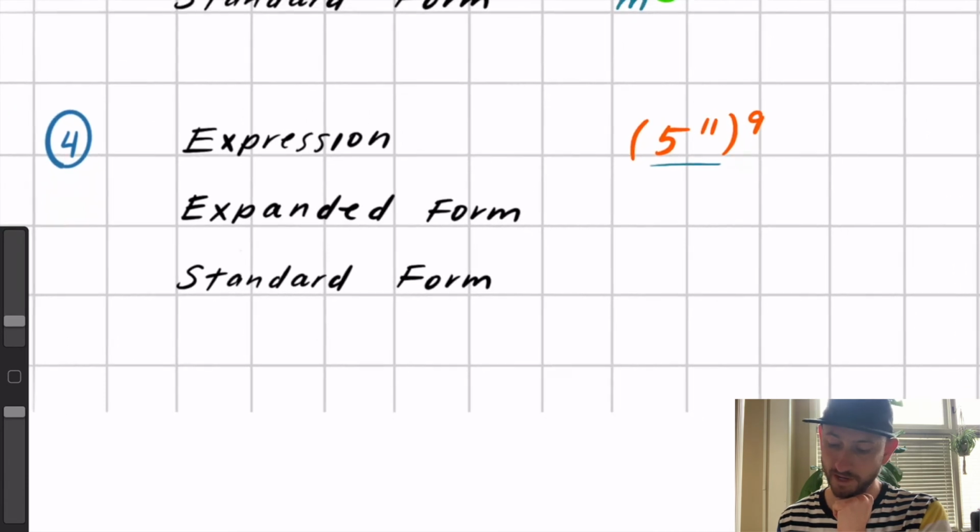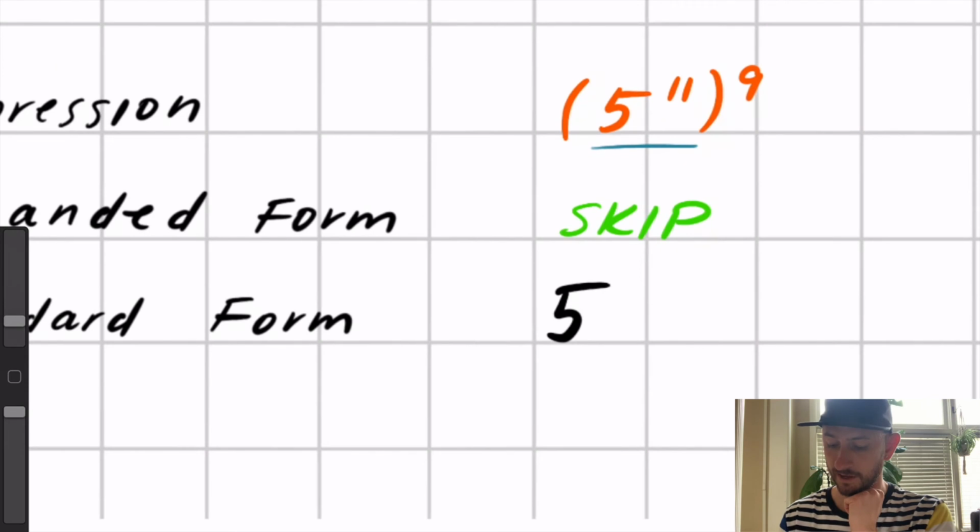So for the fourth one, let's skip expanded form and let's go right to standard form. The base stays the same. The base will be 5. And the power will be 11 times 9, which is 99.